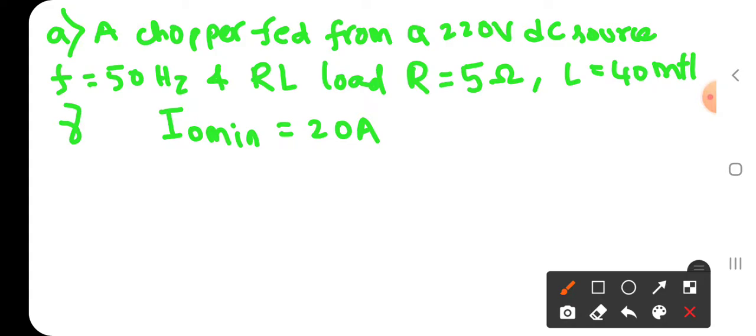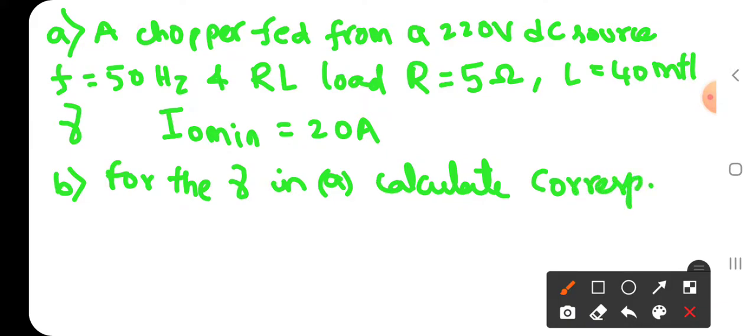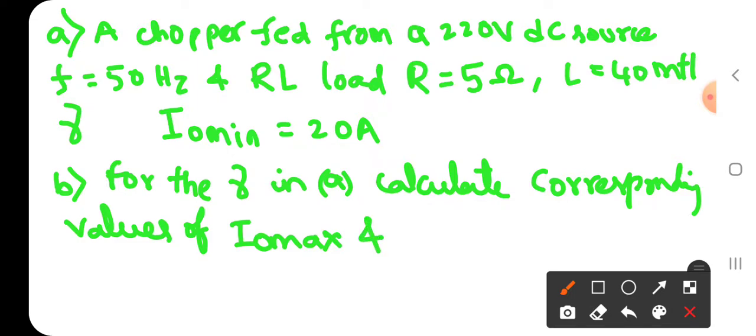Okay, and problem B is: for the value of duty cycle obtained in A, calculate the corresponding values of maximum current and ripple factor.